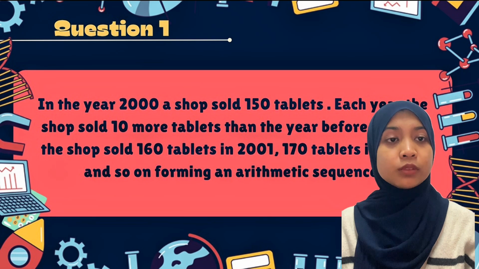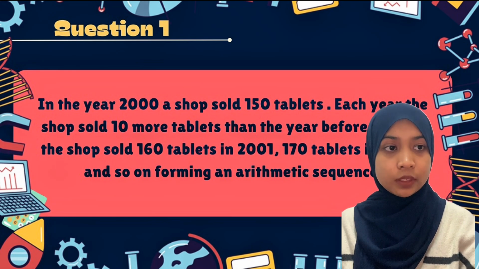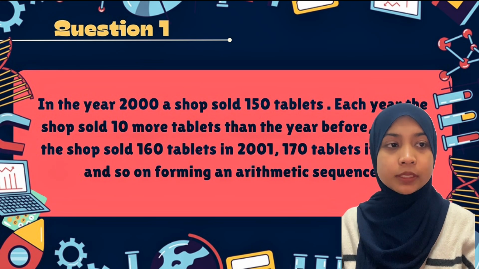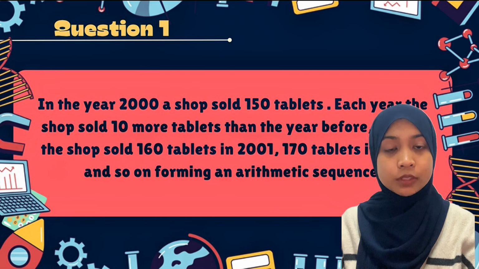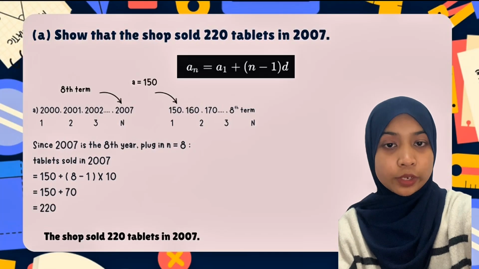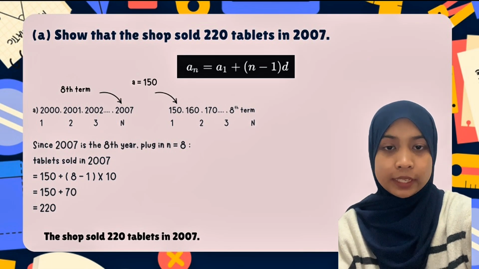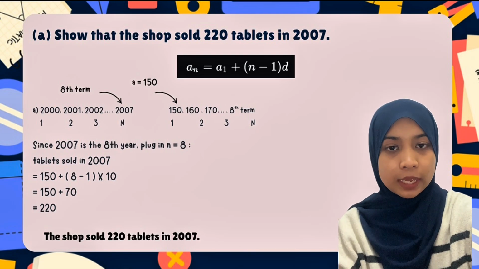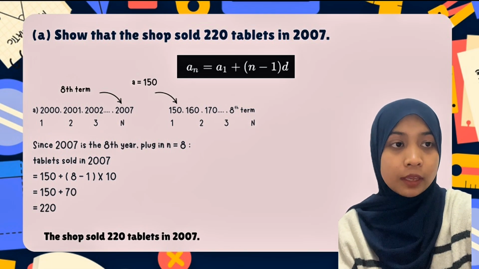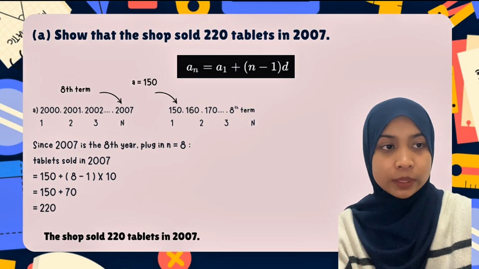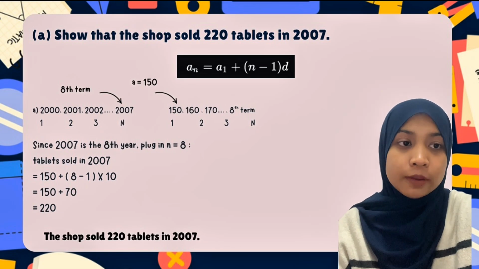Now we're going to move on to question 1 of arithmetic sequences. In the year 2000, a shop sold 150 tablets. Each year the shop sold 10 more tablets than the year before, so that the shop sold 160 tablets in 2001, 170 tablets in 2002, and so on, forming an arithmetic sequence. For question A, they ask to show that the shop sold 220 tablets in 2007. To find any term in an arithmetic sequence, we use the formula an equals a1 plus (n minus 1) d, where an is the term we want to find, a1 is the first term, n is the term number, and d is the common difference. For this question, in the year 2000, the shop sold 150 tablets, and each year they sold 10 more than the previous year.